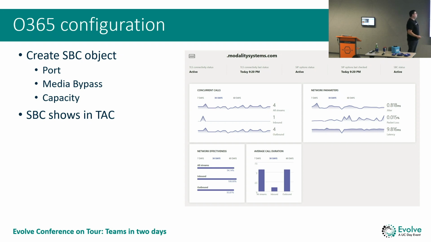When you've got the SBCs created, you will see a little mini dashboard in TAC. It will give you a rough idea of what level of concurrency you've got, your network effectiveness over a week, 30 days, or 60 days, and some of the network parameters, so you can keep an eye on what your jitter, your latency, and your packet loss is. The stuff Jason's going to talk about in CQD, we'll let you look at that in a little bit more detail about trending, what your users are doing, what the call quality for your users is like.